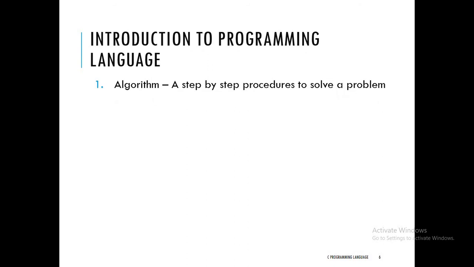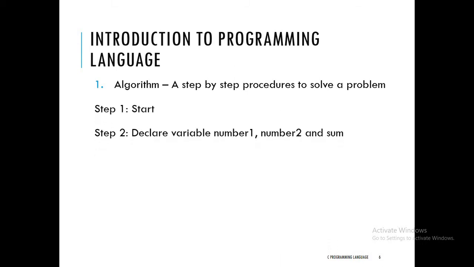Now I am going to explain those four methodologies with the example of sum of two numbers. First, algorithm. Algorithm is a step-by-step procedure to solve a problem. First we have to start the program and then declare variables number 1, number 2 and sum. Number 1 and number 2 are used to read the two input values, and sum is used to store the sum of two numbers.